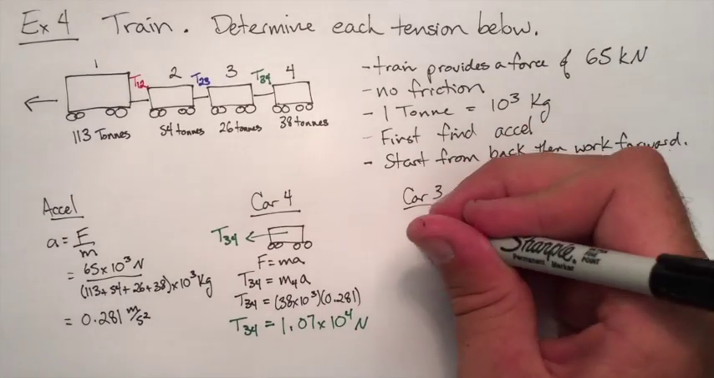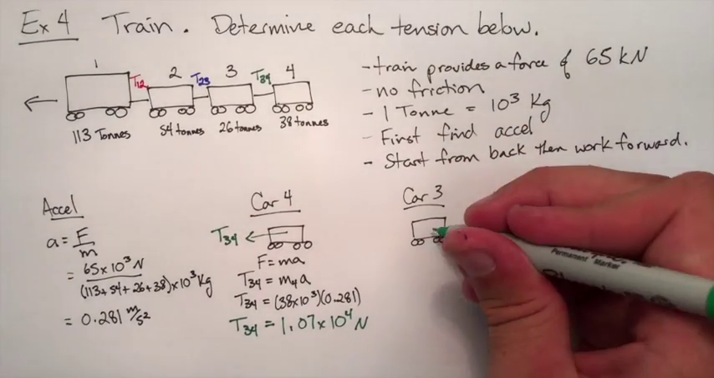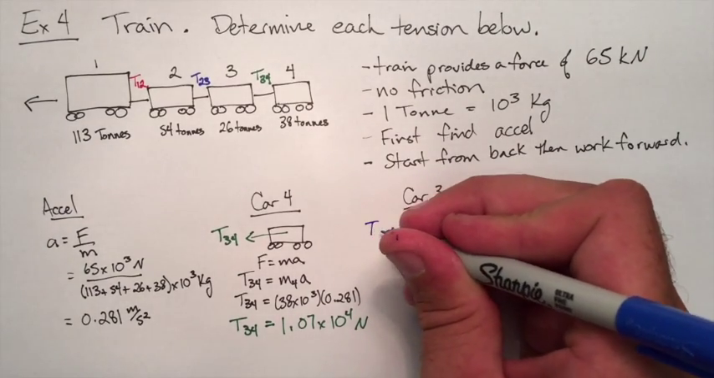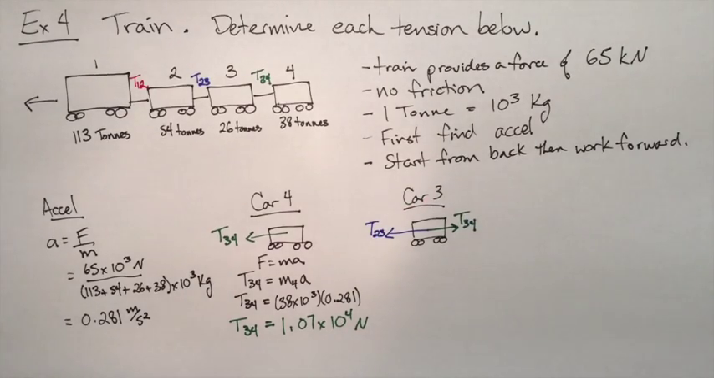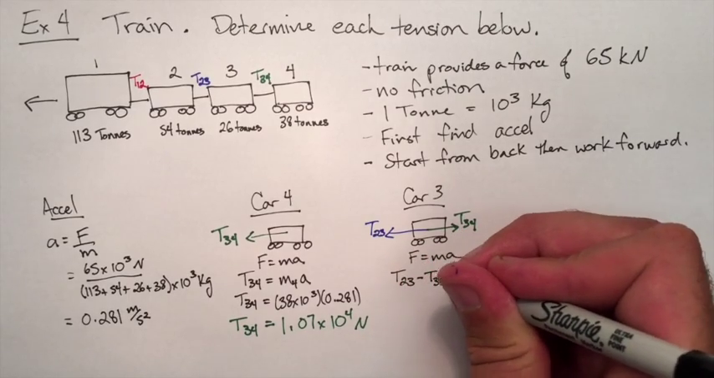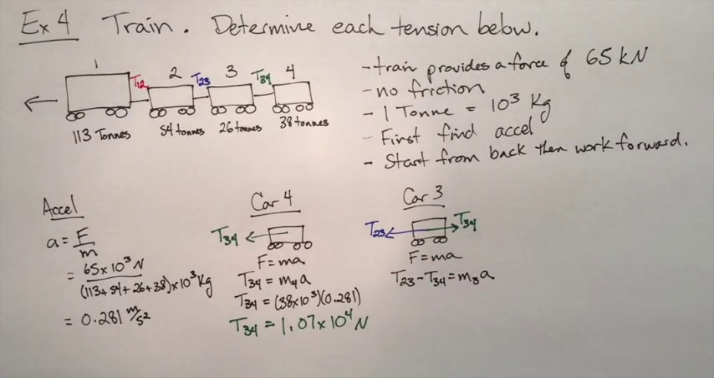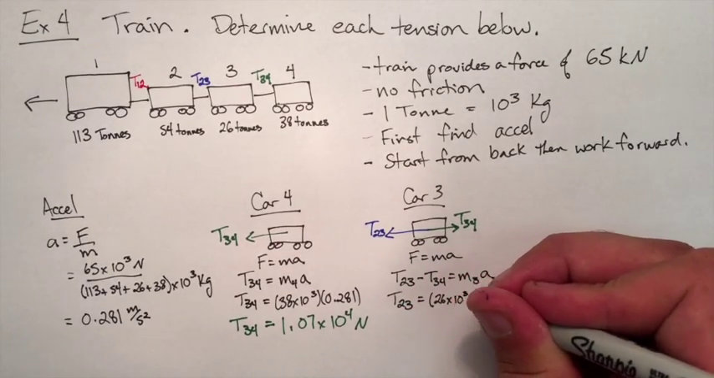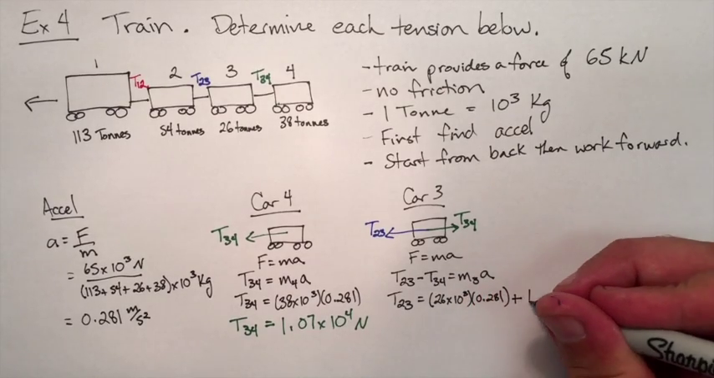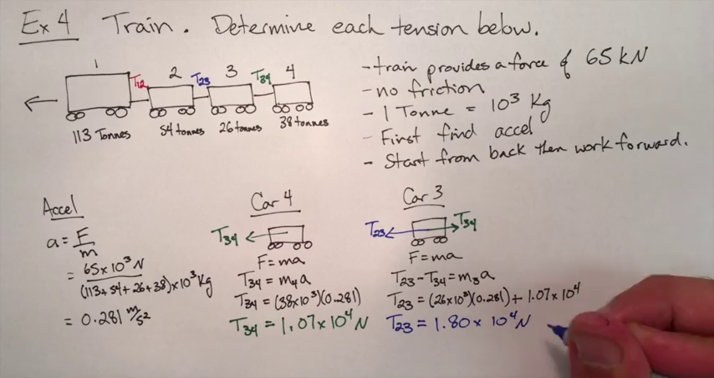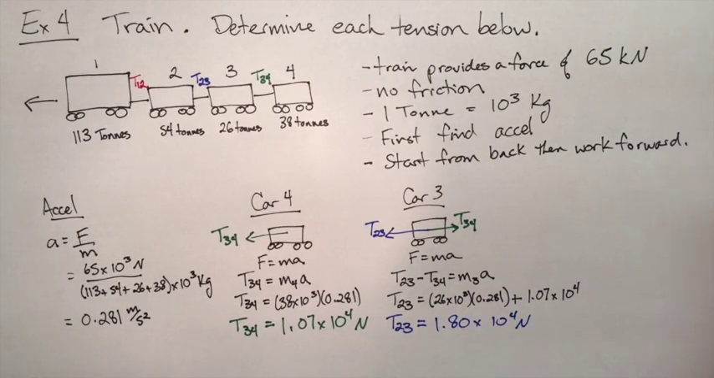Moving on to car 3, free body diagram again for this one. T34 is back, and T23 would be pointing forward. And we'll call that the positive direction, so that means T34 would be negative. So T23 minus T34 equals M3A. So solving for T23, we put our values in that we know. Acceleration comes from before, and T34 comes from the earlier equation. So T23 is equal to 1.80 times 10 to the 4 newtons.